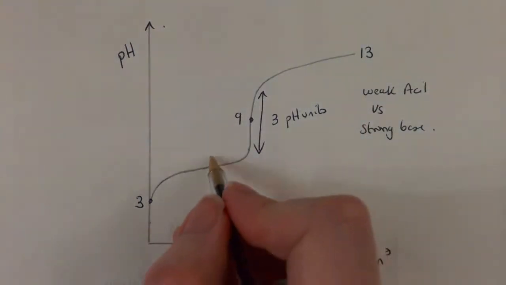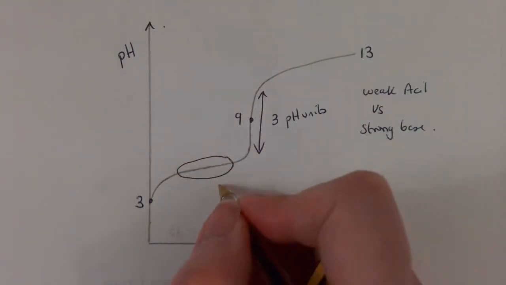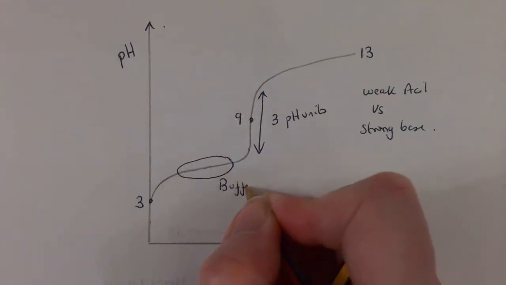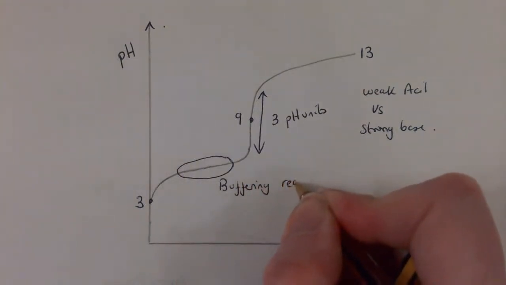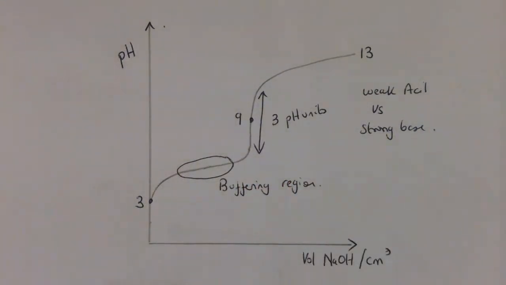Okay, and this is an important part. This is your buffering region, as we said in the previous video. In that region, you've got excess acid because you haven't neutralized all your acid, and you've made enough of a salt to become a buffer. But notice the equivalence point is now no longer 7.